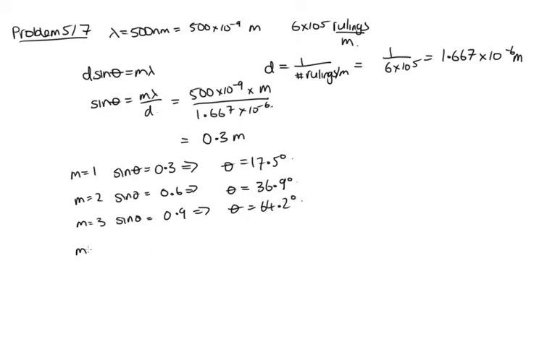And then if we try m equals 4, we end up with sine theta equal to 1.2. But that's a problem because sine theta can only go between minus 1 and 1. So we don't actually get anything for this fourth order. So the only ones that we can see are the first, second, and third, and we've found those angles now.